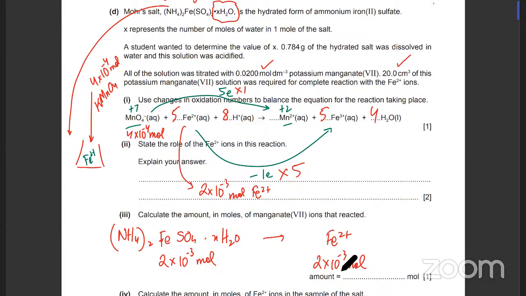So if you have 2 times 10 to the minus 3 moles of Fe2+ in this solution, you have exactly the same moles of the Mohr salt as well. Is that clear? Yes, sir.